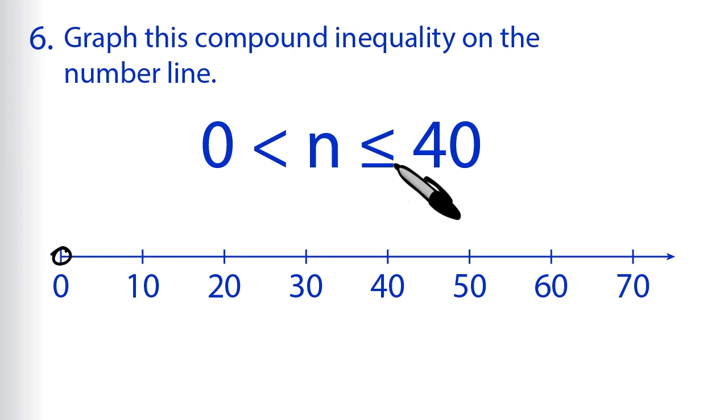And then on the 40, we have less than or equal to. So for the 40, we do a filled in dot to show that the 40 is included in the set of answers that satisfies this compound inequality. And then to show that all of the numbers in between the two are included, we draw a line between our open circle and our filled in circle. And so that's the graph of n is greater than 0 and less than or equal to 40.